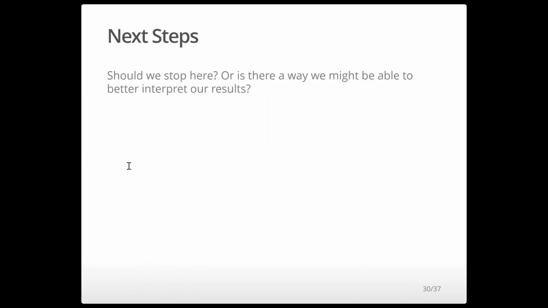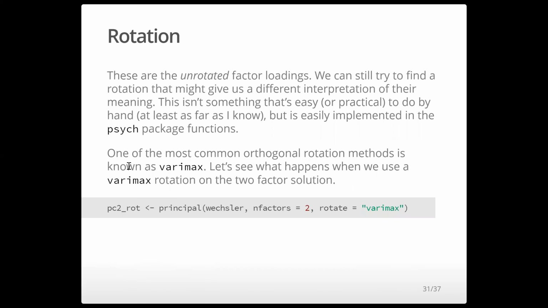So should we stop here, or is there a way we might be able to better interpret our results, especially for the two-factor solution? These are unrotated factor loadings, and we can still try to find a rotation that might give us a better interpretation for the second factor. This isn't really easy or practical to show by hand, at least as far as I know, but it's easy to implement in the psych package. One of the most common orthogonal rotation methods is called Varimax. So let's see what happens when we use Varimax rotation on the two-factor solution.